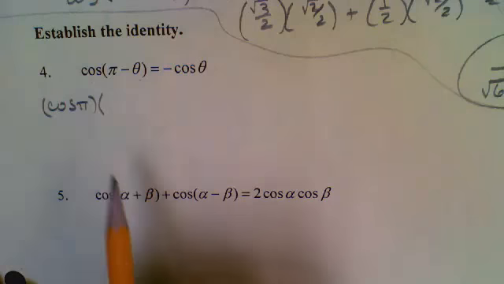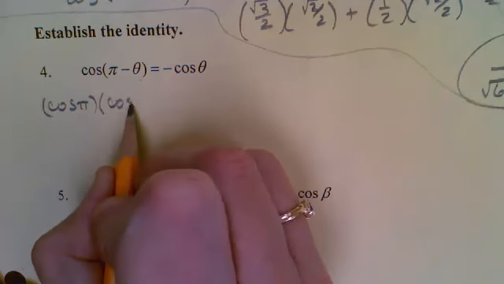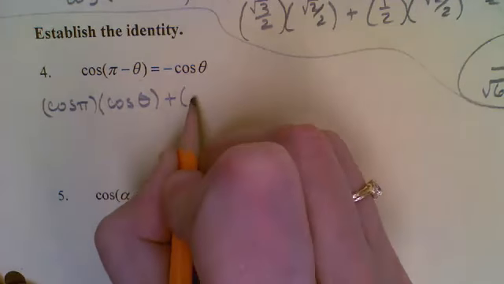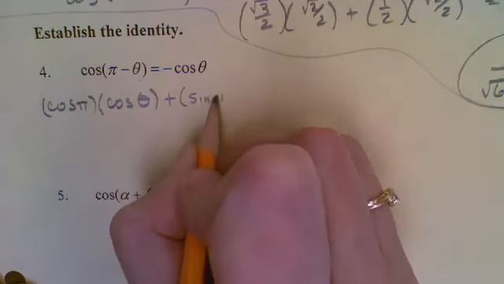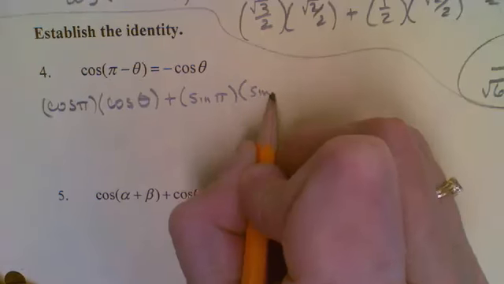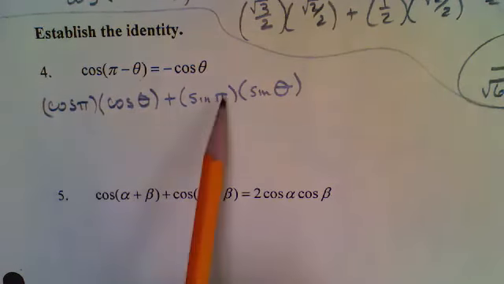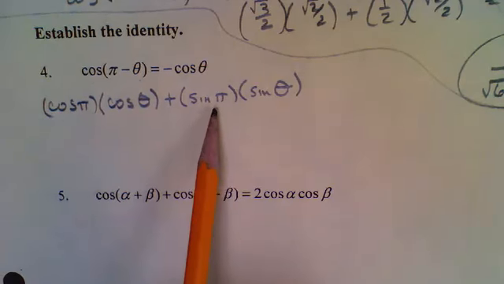Cosine of the first angle times the cosine of the second. My second angle is theta. And then the formula says if you're taking cosine of alpha minus beta, then you're going to use a plus sign, and then you're going to take the sine of the first angle, so sine of pi, times the sine of the second. So that's just using the formula, and for an identity you do need to show me all of that.